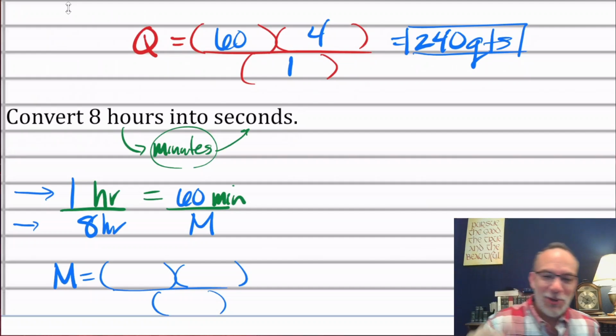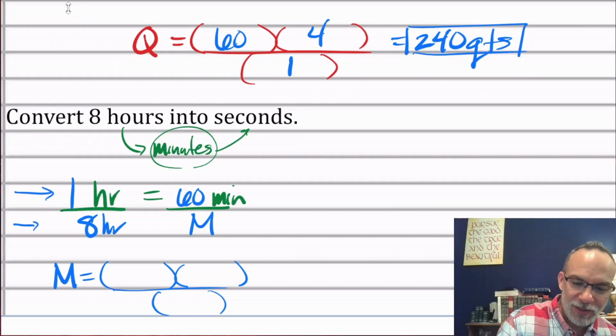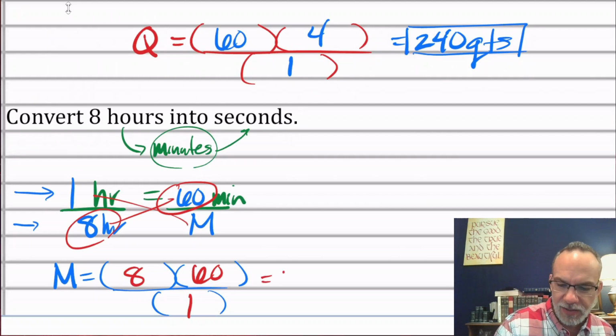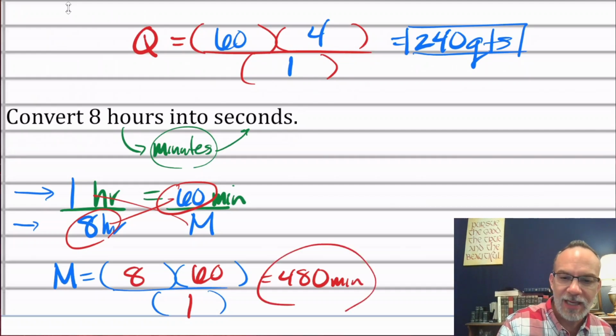Okay. So take the 2 things that are multiplied diagonally and multiply them together. So that'd be 8 times 60 divided by the thing there. That would be 1. 8 times 6 is 48. Times the 10 would be 480. This is 480 minutes. But now I have to do it again to seconds, and I'm running out of room there in the bottom.